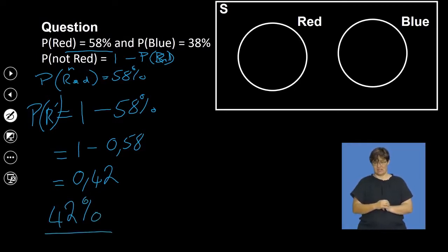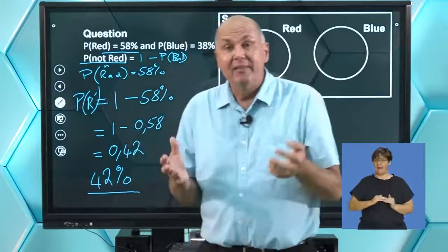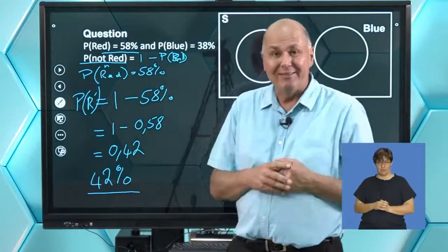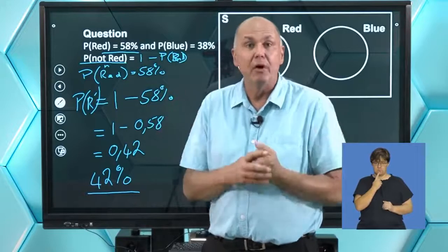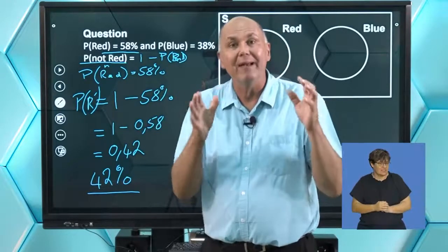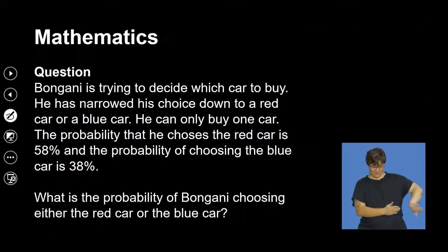Now, that is the probability of not red. Not getting red is higher than the blue. We'll have to think about that. What might those probabilities include? But I hope you can see how we've applied the complement rule. Let's move on to the next question.